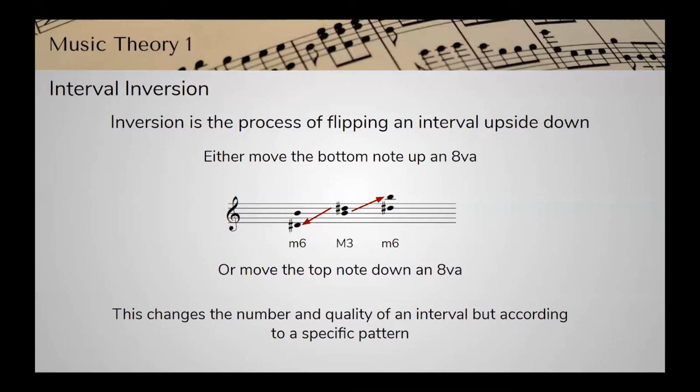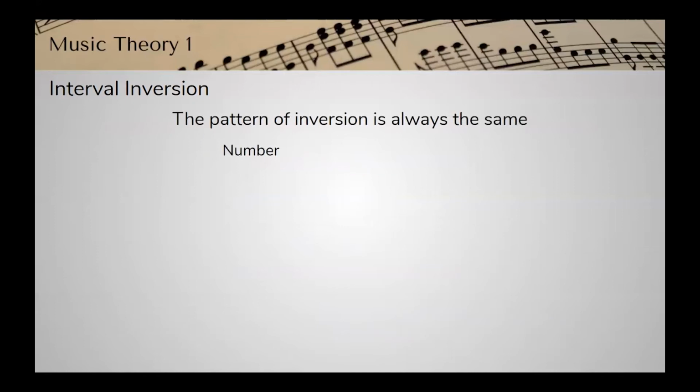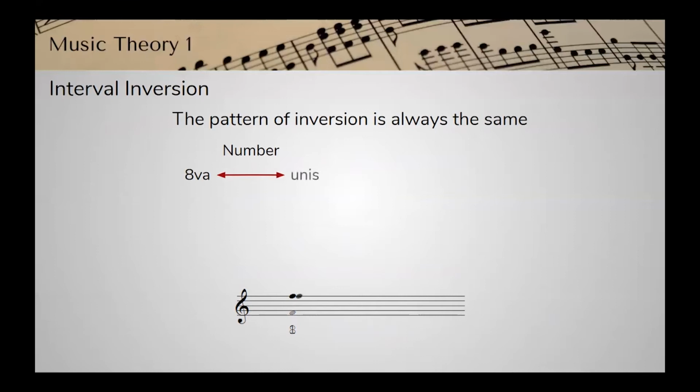So inverting an interval does change it, but the change happens according to a really specific pattern that is actually really useful to us for spelling intervals and identifying them. The pattern of the inversion is always the same. So for instance, let's start with a number. When you invert an octave, if you take the bottom note or the top note of an octave and move it up an octave or down an octave, it becomes a unison.